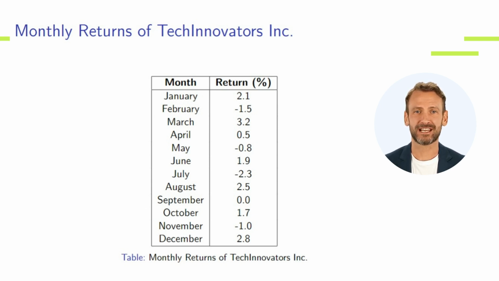Imagine you've invested in a company called Tech Innovators. Over the last year, the stock's monthly returns have been recorded. Here's a quick look at those returns. January, 2.1%. February, minus 1.5%, and so on. These are the monthly returns for Tech Innovators over the past year. Our goal is to calculate the standard deviation of these returns, which will give us a measure of the stock's volatility. In other words, it tells us how much the returns deviate from the average return.